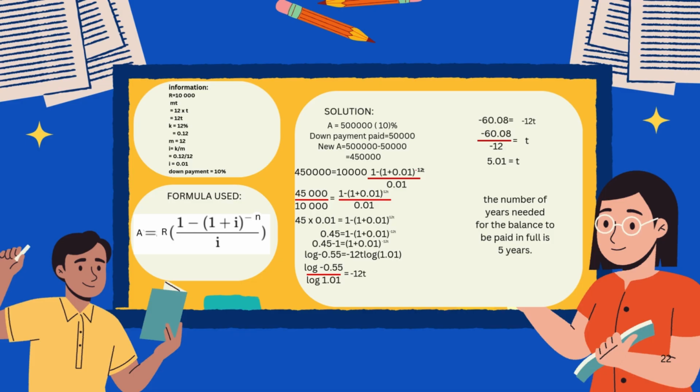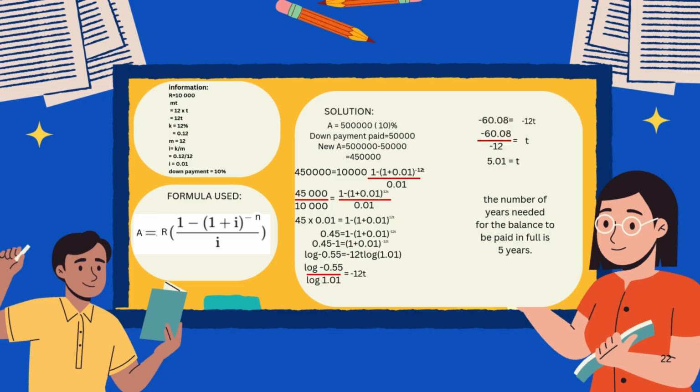Now let's calculate. 450,000 equals to 10,000 in bracket 1 minus in bracket 1 plus 0.01 power negative 12t. Now we have to move our 10,000 ringgit to the left side, so we can divide it with 450,000 ringgit. And after divide, we will get 45. And then we will times our 45 with 0.01, and then we will get 0.45. Now on our right side, we only have 1 minus in bracket 1 plus 0.01 power negative 12t.